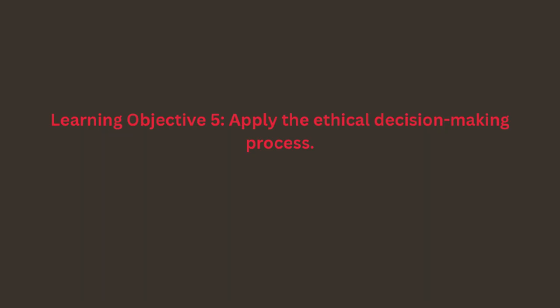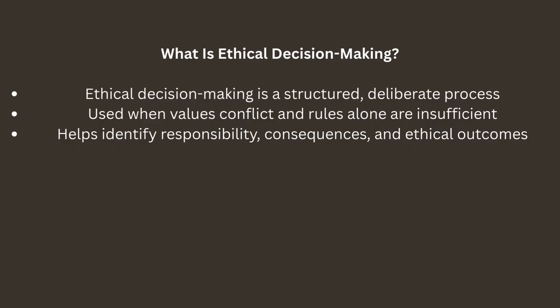Okay, learning objective 5. Apply the ethical decision making process. What is ethical decision making? Ethical decision making is a structured, deliberate process. It's used when values conflict and rules alone are insufficient. It helps us identify responsibility, consequences, and ethical outcomes.